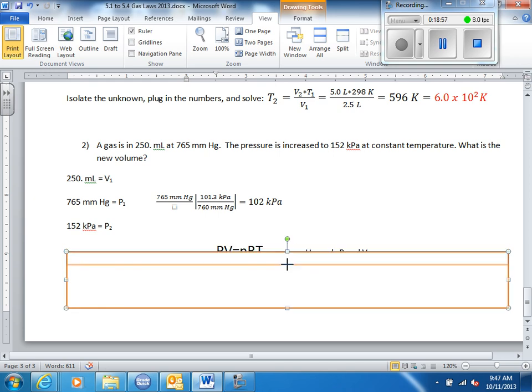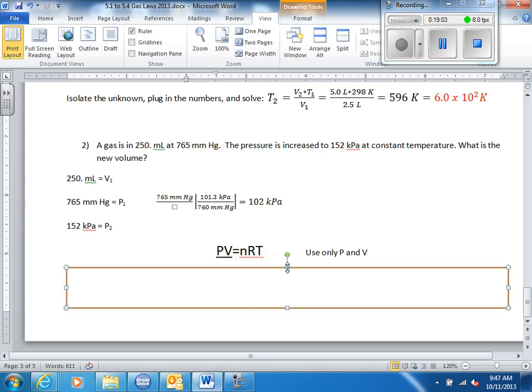Remember, we write out PV equals nRT, and we underline the variables we use. So we're going to underline what? Yes, we're going to underline PV. We'll use only P and V. So we will write P2 V2 on the left side over P1 V1, also on the left side.